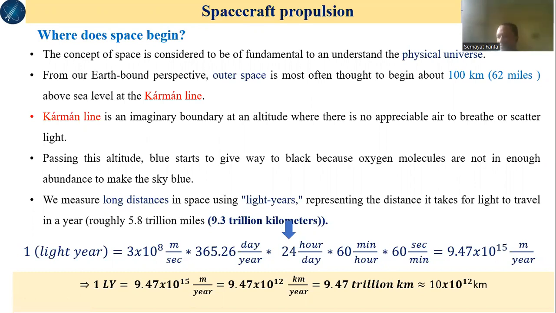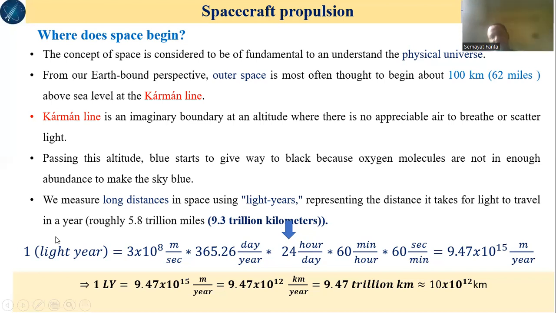Why? Because if there is no oxygen, we cannot distinguish blue from white. So the blue starts to fade from white to black, because air molecules are not enough to scatter the colors.